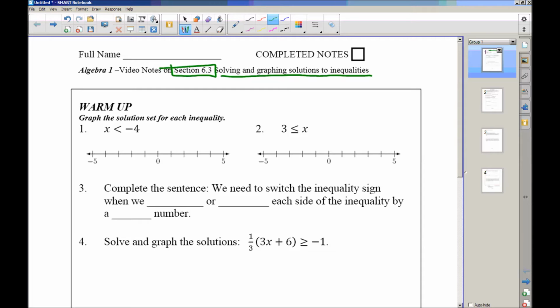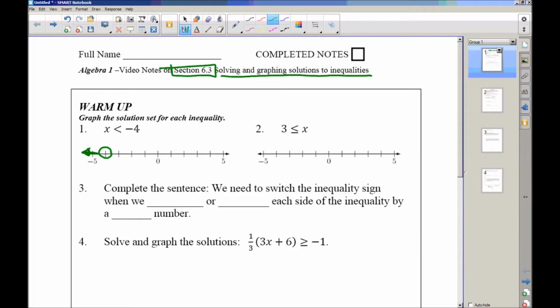So number 1 says x is less than -4. So that means that all of our solutions are everything that is smaller than -4. So I put a circle on -4. Remember, I don't fill it in because -4 is not one of our solutions, but every point to the left of -4 is smaller than that. So all of these things on this shaded line are smaller than -4.